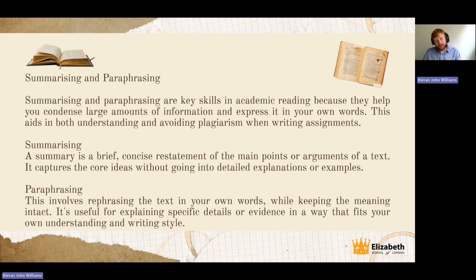And in a similar way, if you are able to take what they've read and to rephrase it into your own words, this shows that you've understood, this shows that you have a good knowledge of academic vocabulary, and it will really help you to avoid any problems with plagiarism when it comes to writing your assignments.